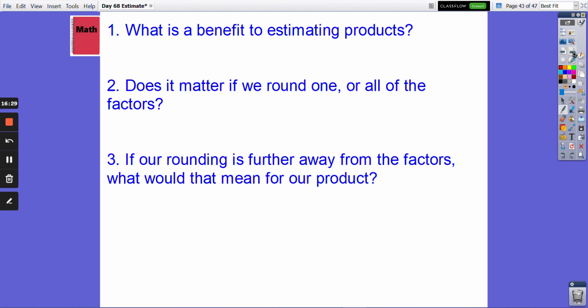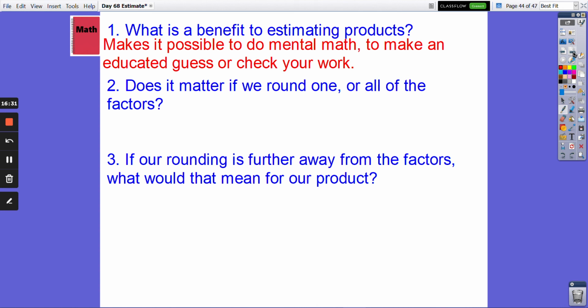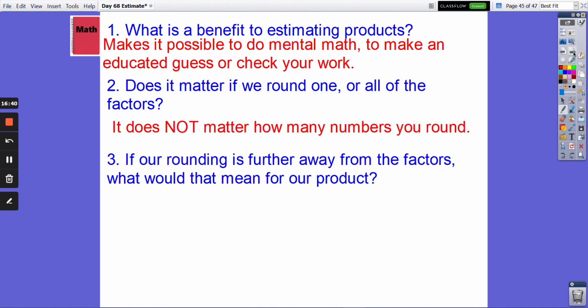What is the benefit to estimating products? It makes it possible to do mental math, to make an educated guess, or to check your work. Does it matter if we round one or all of the factors? It does not matter how many numbers you round. Again, the point is just to make it easy for yourself.